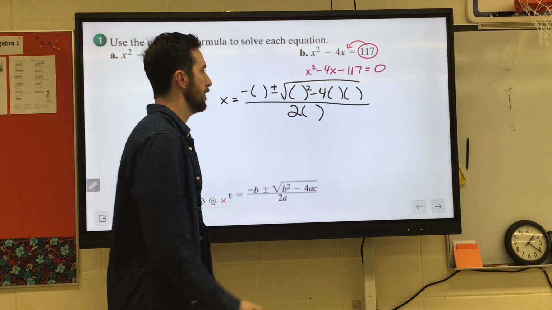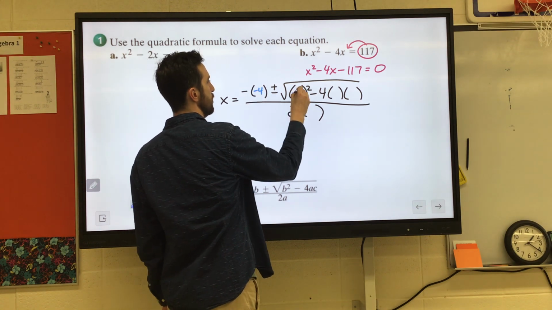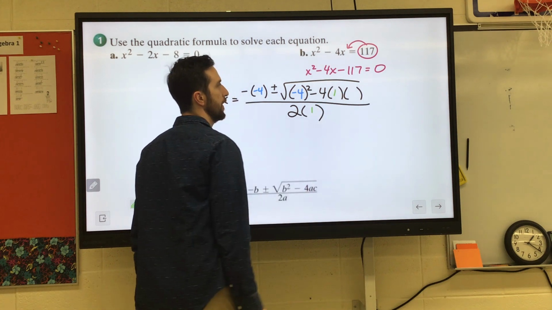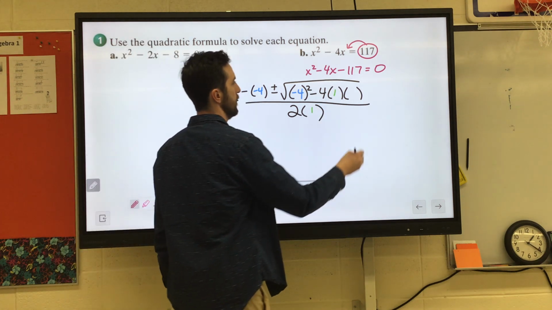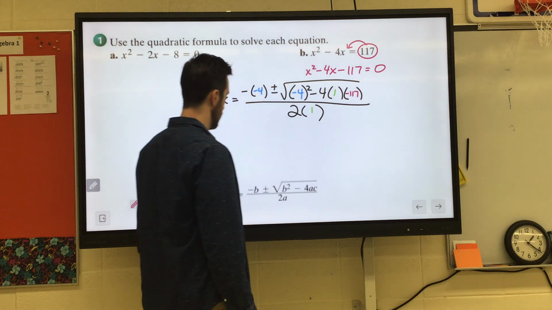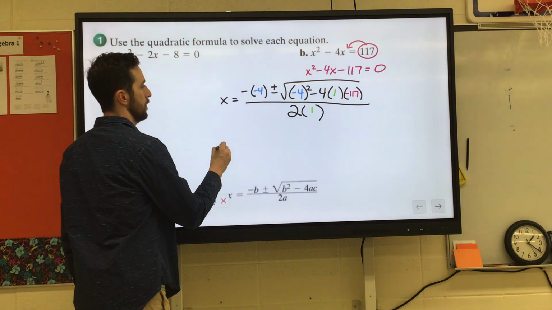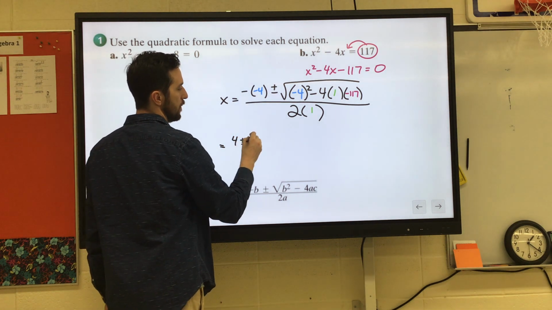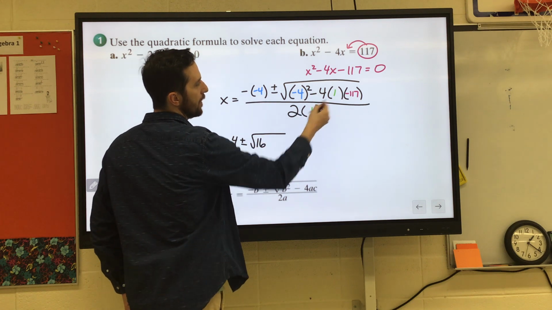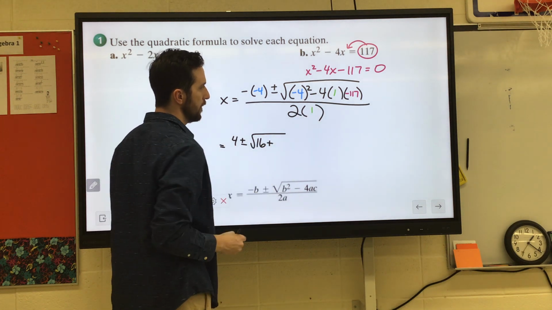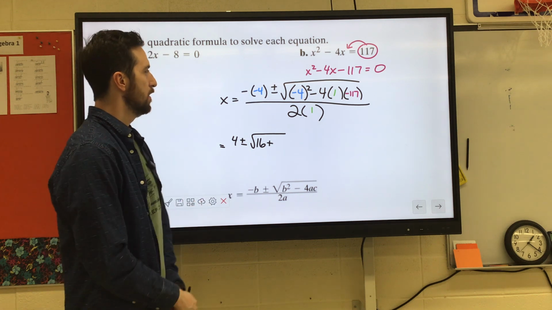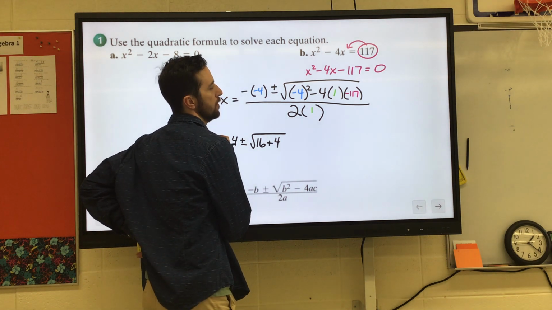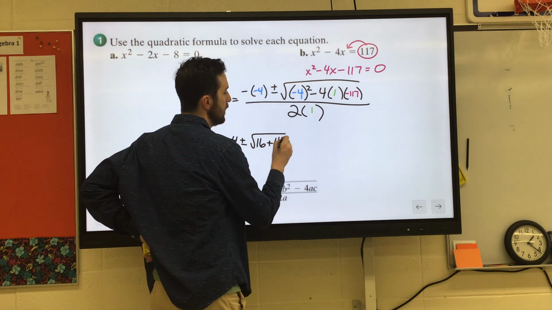B is -4. Then it's A. A in this problem is 1. And then C is -117. Wow, it's going to be some big numbers. Opposite of -4 is +4. Plus or minus, -4 squared is 16. Now here I see a negative times negative, so I know that's going to switch it to plus. 4 times 1 is 4. 4 times 117 will be 4, 17, 34, 68.